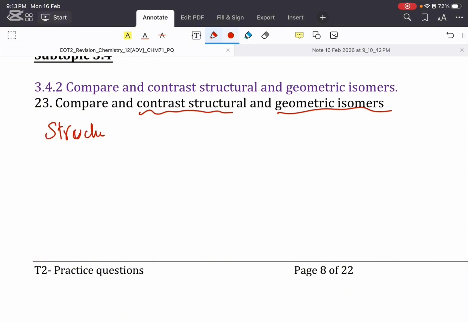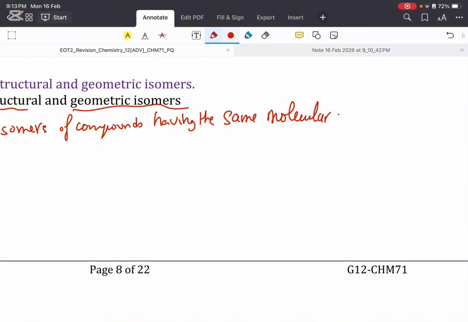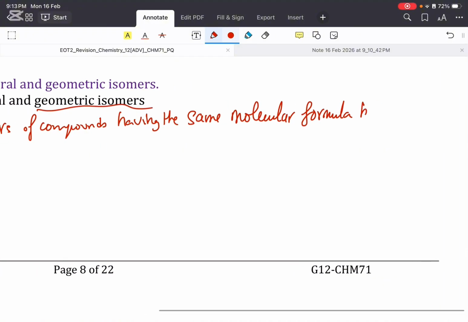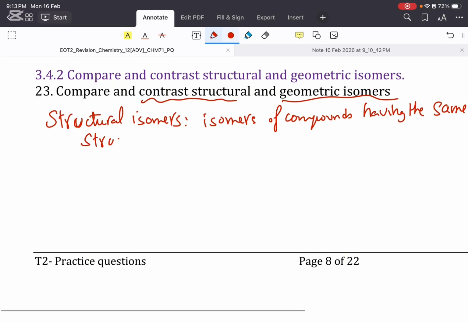So, structural isomers would be what? These are isomers of compounds having the same molecular formula, but the arrangement, their structure, is different.